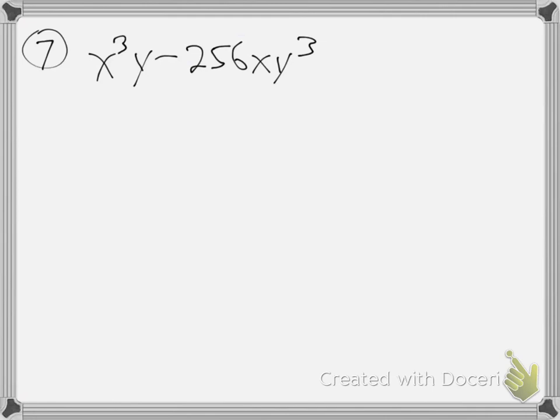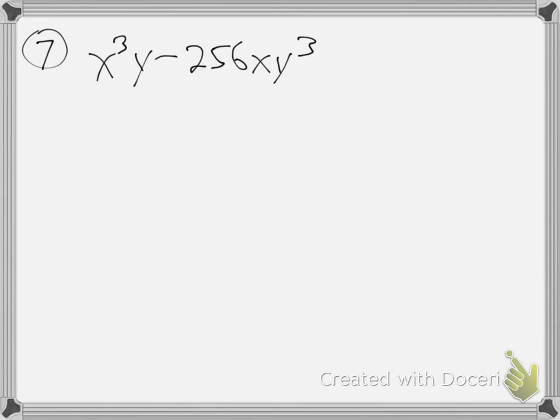Okay, let's try number 7, x cubed y minus 256xy cubed. Okay, this is number 7, right? Yeah. Okay, so try that one. So what's the first step on every factoring problem? No matter what new fancy techniques we're learning, what's always the first step? GCF, right? So take out what's in common. That's always first. Don't ever stop doing that.